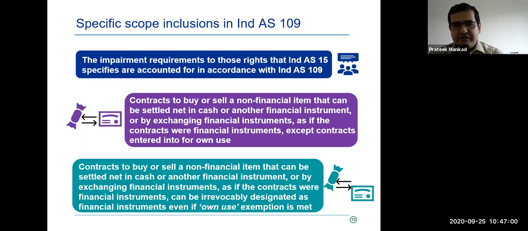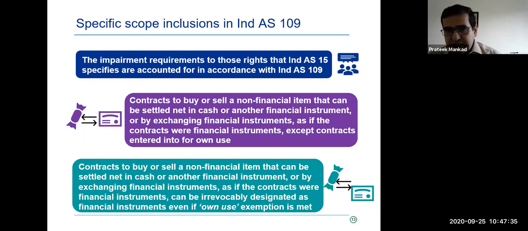Now, think of the accounting implications. On the one hand, you have a derivative which will trigger accounting. On the other hand, you have an executory contract, which is the source of the risk, which does not trigger accounting. To solve this mismatch, Ind AS 109 specifically allows companies to choose to fair value this kind of executory contract. So that's the one exception where it's not by definition a financial instrument, but it is within scope.